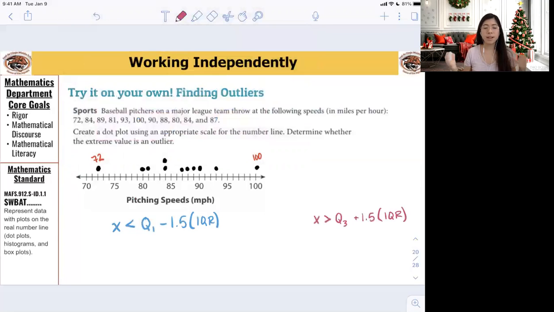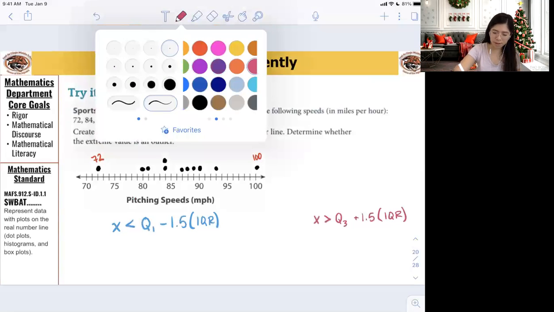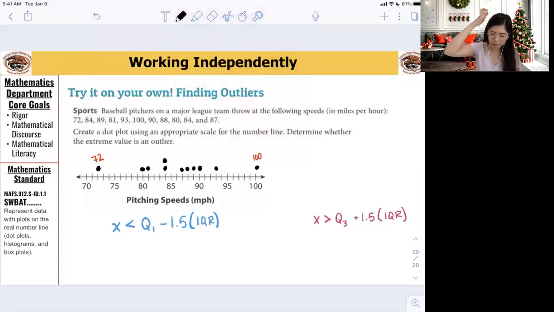We're going to have to test both out because we have a number on the lower end and a number on the upper end. But before I do that, what do I have to find? Q1, Q3, and the IQR. All right, so I'm going to put these numbers in order so that we can do that. See if I can fit it all. Maybe I'll put it down here for now.